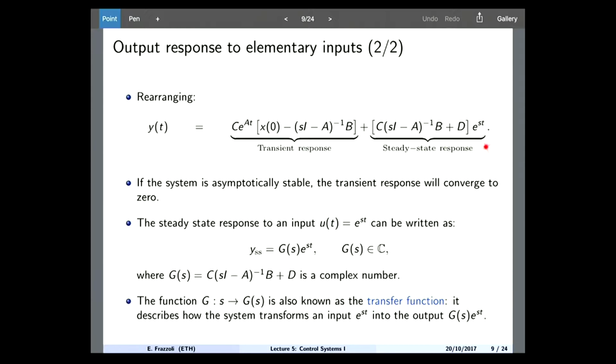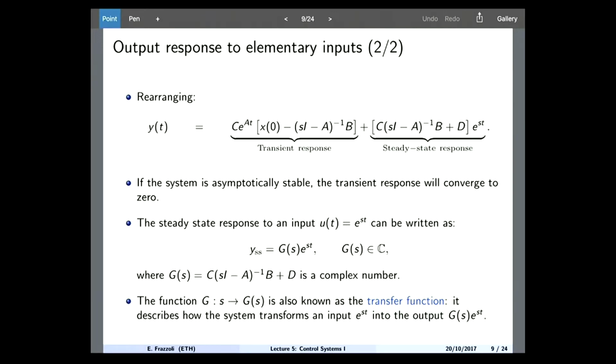And look at the steady state part. Now I'm applying an input u of t equal to e to the power st. The steady state part of the response is again e to the power st, exactly the same as the input, multiplied by some number, or multiplied by some matrix, okay? Some constant matrix. I will call that constant matrix G of S.